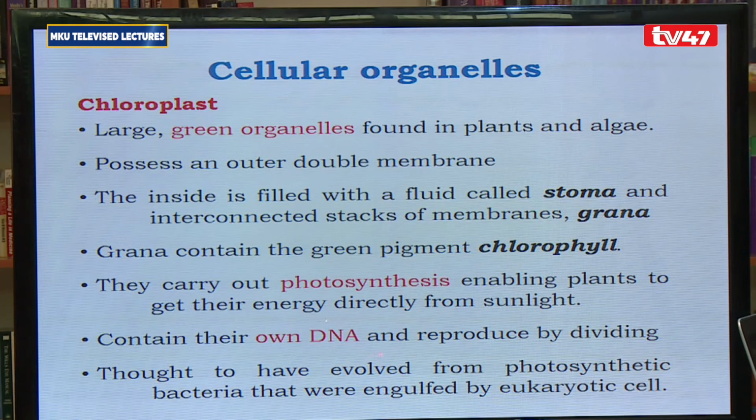They also contain their own DNA and also reproduce by dividing. And again, they're also believed to have come about or evolved from bacteria, but this time photosynthetic bacteria that were engulfed by a eukaryotic cell. That's why they have their own DNA and also they can reproduce by dividing.